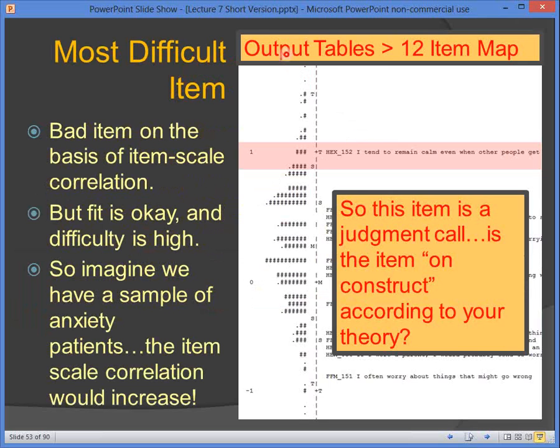If we go to the output tables menu and then to the item map, we can immediately get an idea of targeting here. And we can see that this is the most difficult item in the sample because this item is at the top. So in order to get this table, go to Output Tables and then go to the item map. Is everyone able to get this table?